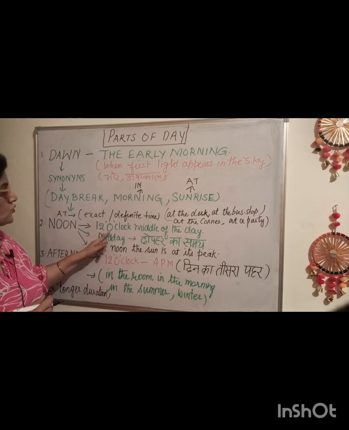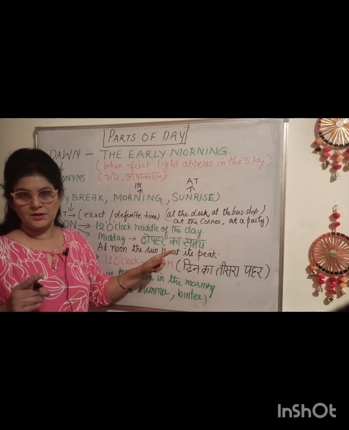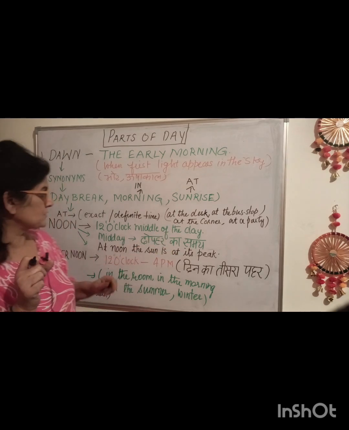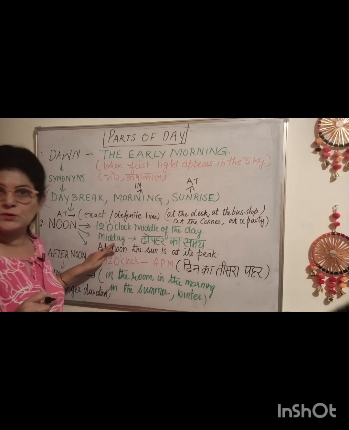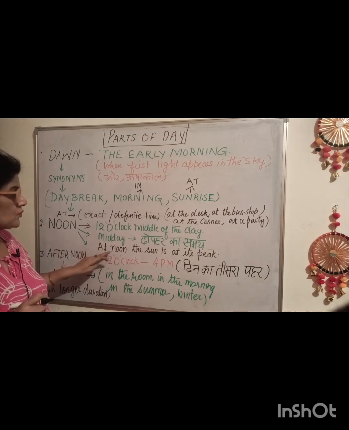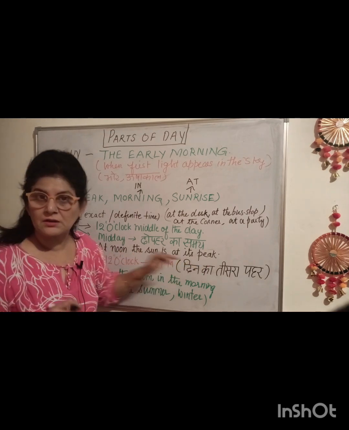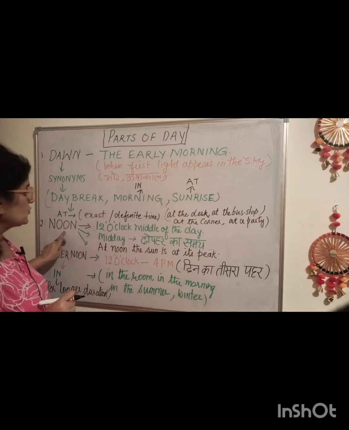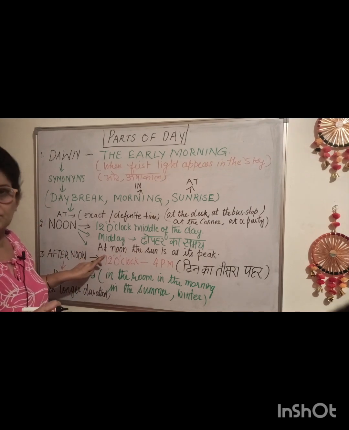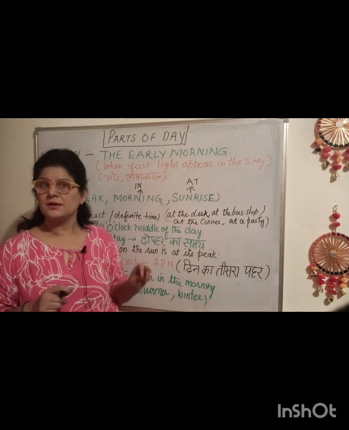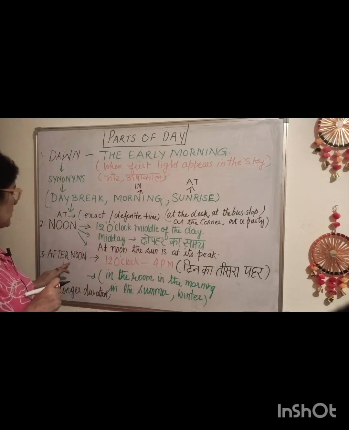Now noon is 12 o'clock, middle of the day. मिडल ऑफ द डे, दोपहर का जो समय होता है उसको हम mid-day भी बोल सकते हैं. Now at noon the sun is at its peak. Right? So with noon you have to use at. With noon you have to use at. Now next we move on to afternoon.